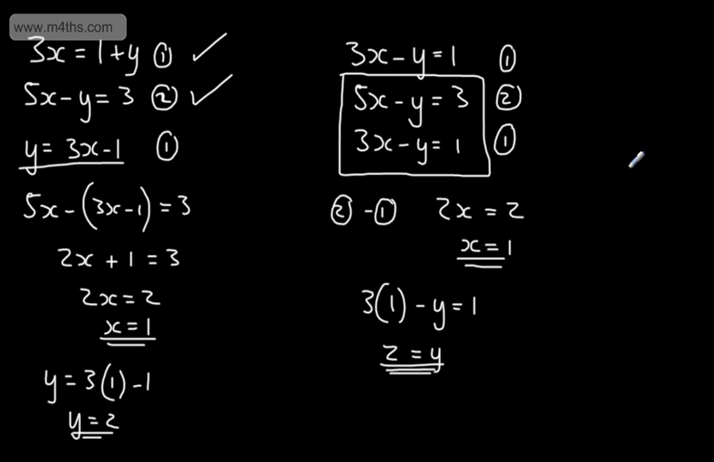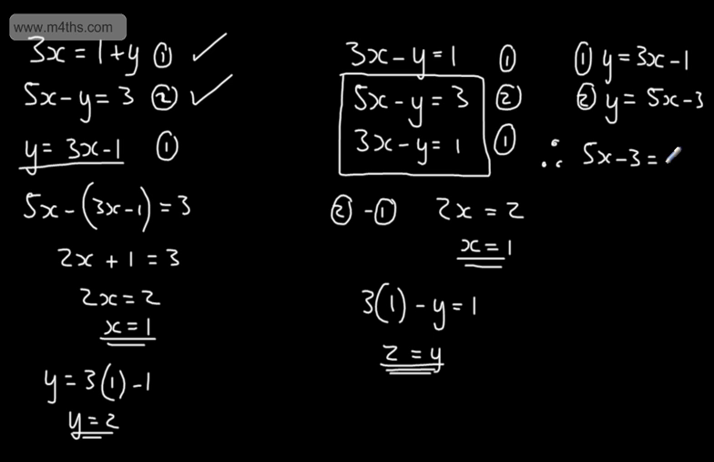What we could have done, yet another way, is to make y the subject of both. So equation 1 would be y is equal to 3x minus 1. Equation 2, adding y to both sides and subtracting 3, we could say that y is equal to now 5x minus 3. If y is equal to this expression of x and y is equal to this expression of x, we can write therefore now 5x minus 3 will be equal to 3x minus 1.